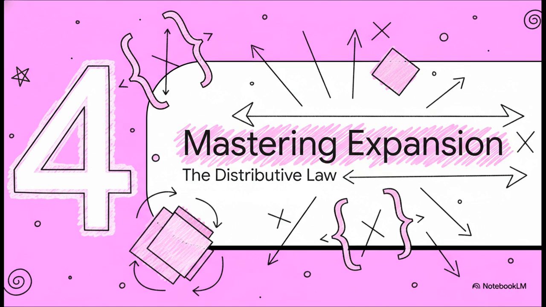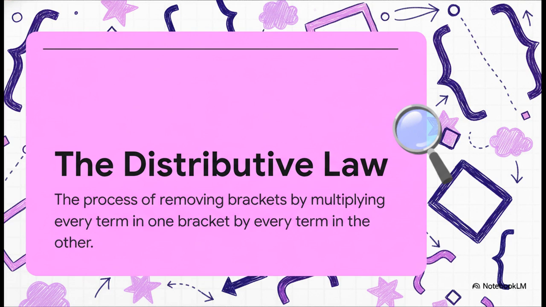Time for our final skill of the day, expansion. This is what you do when you need to multiply two expressions in brackets together. And it all comes down to one really important rule. And that rule is called the distributive law. Now I know, it sounds a little fancy, but the idea is actually super simple. Everything in the first bracket has to get multiplied by everything in the second bracket. It's like a dance party. Everyone has to dance with everyone from the other group. No term gets left behind.